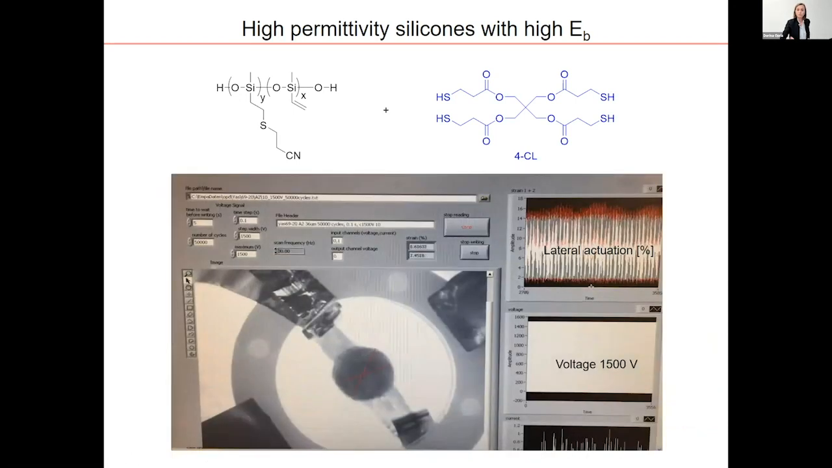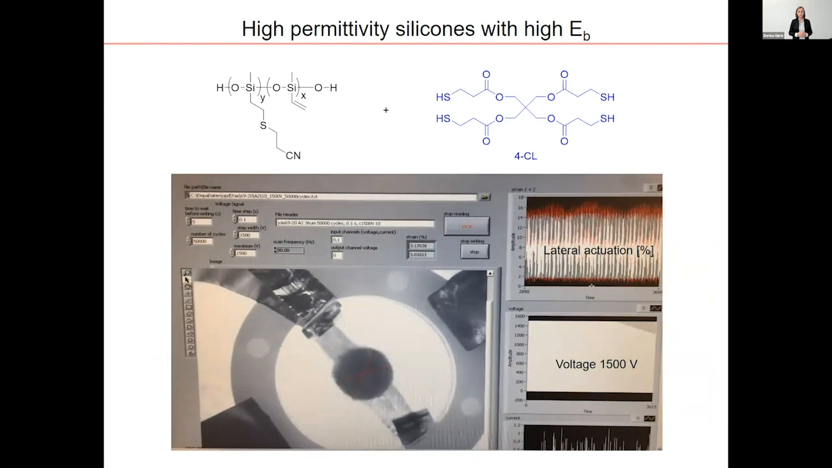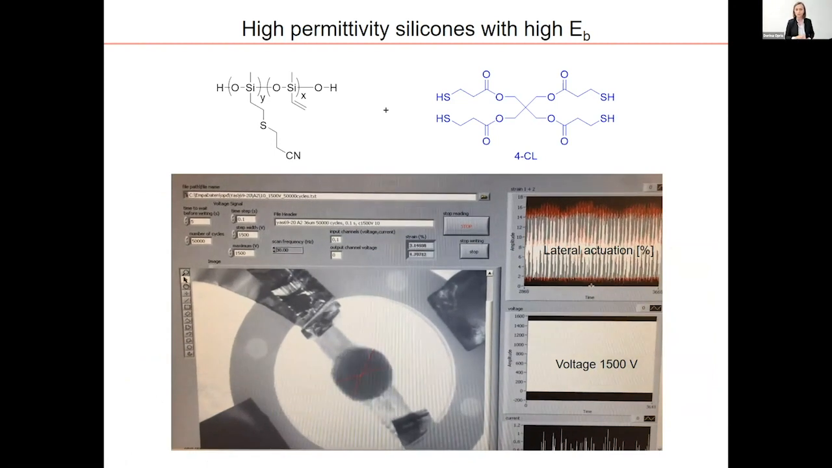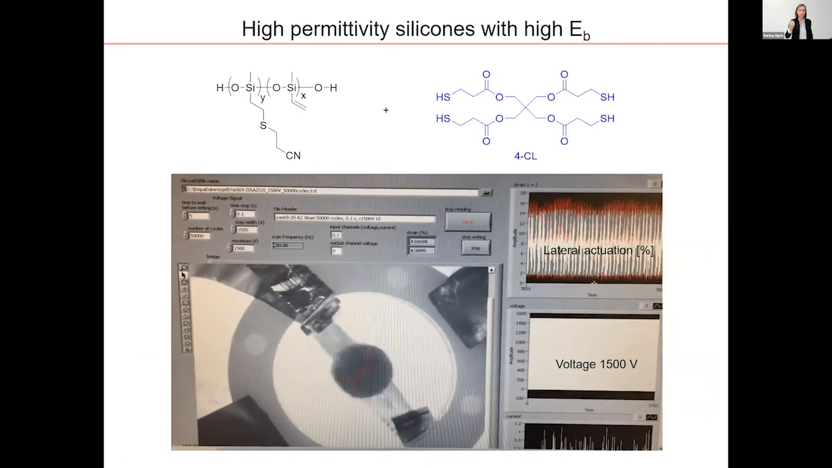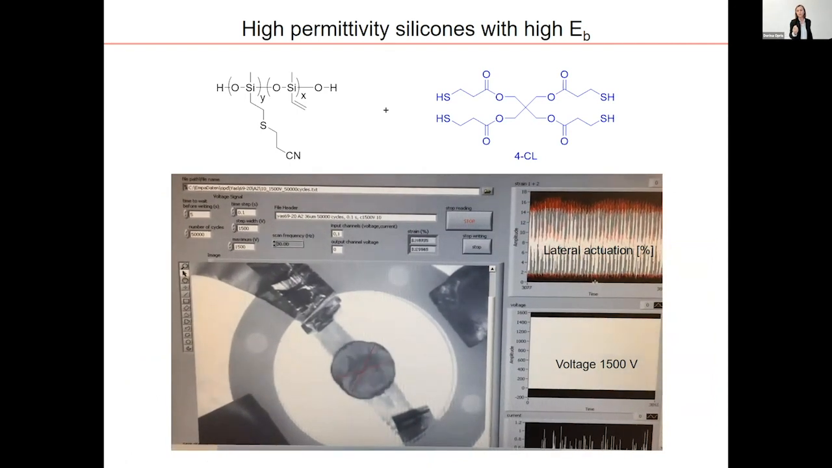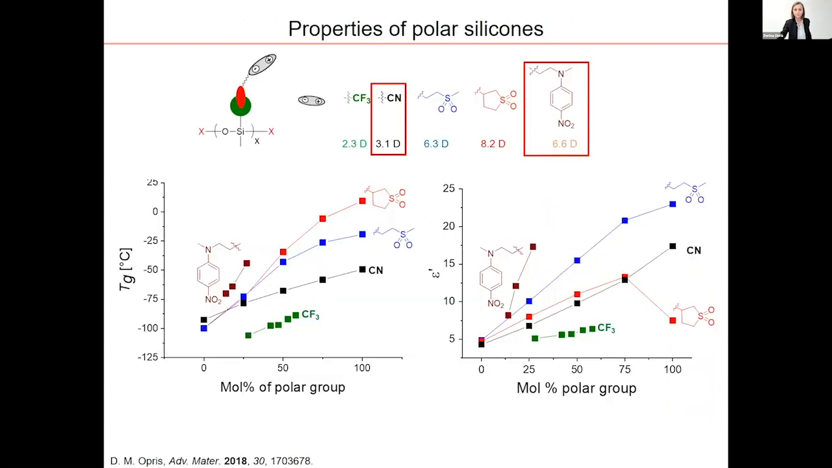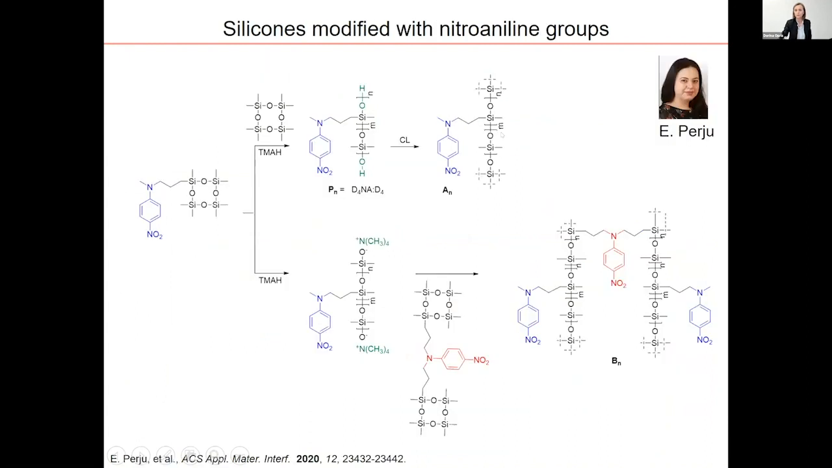This material can be actuated also at high frequency. This actuator is, I think, operated at 5 Hertz and gives quite fast and reversible actuation. And this is because the elastic properties are really good. Now, this is all I wanted to tell you about the nitrile functionalized silicones. In the next slide, I will present the nitroaniline functionalized silicones.